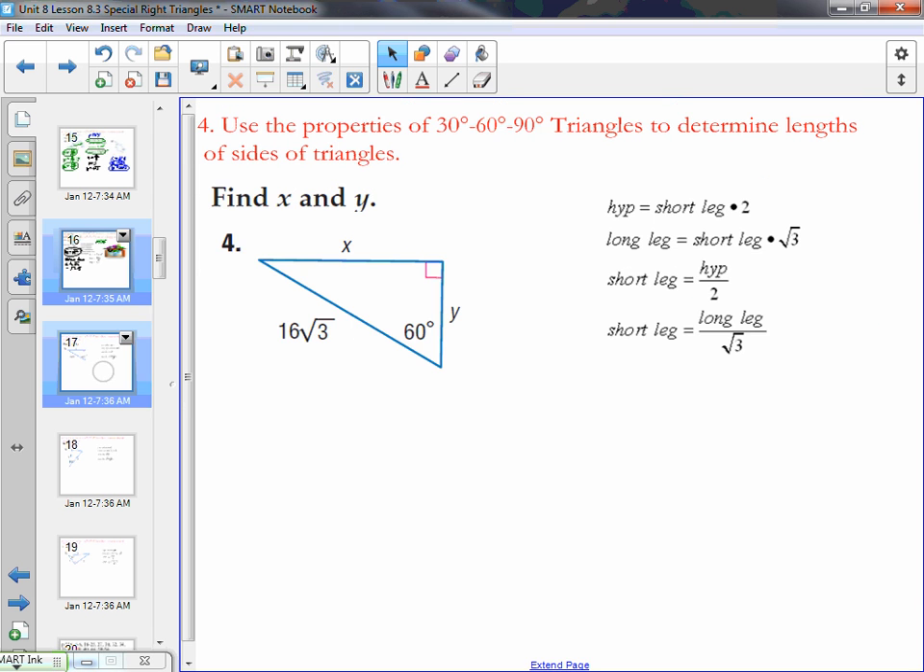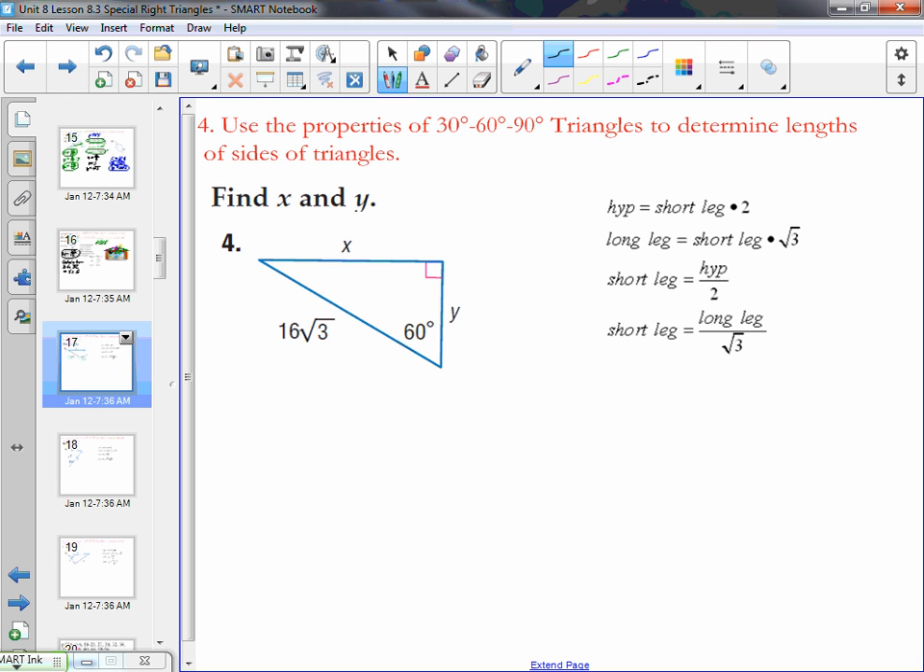Turn to page 556 and do number 4. And let's do 4 together.